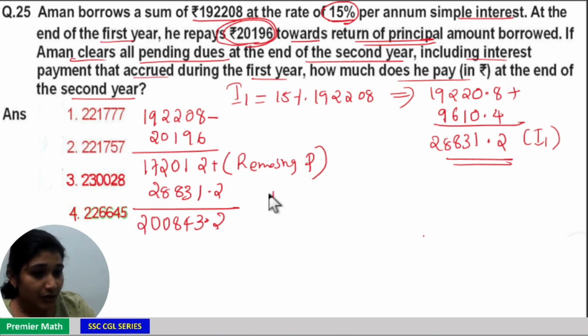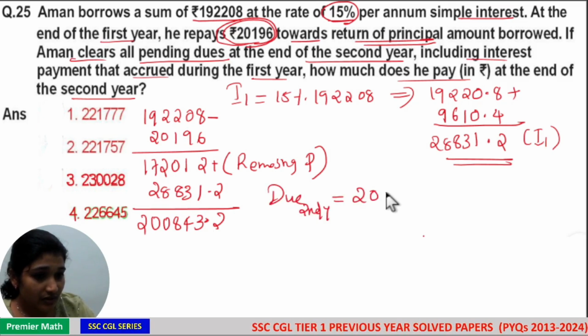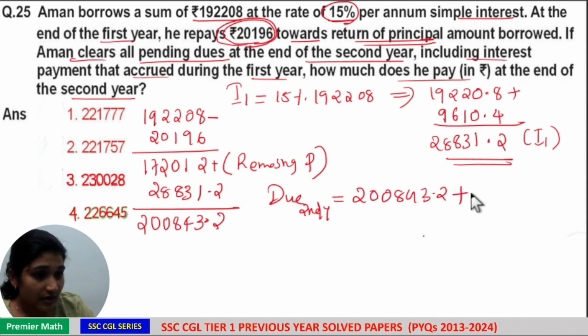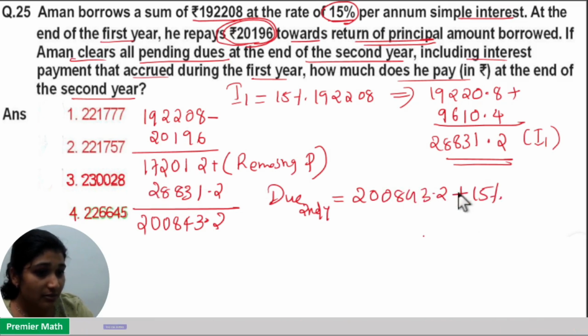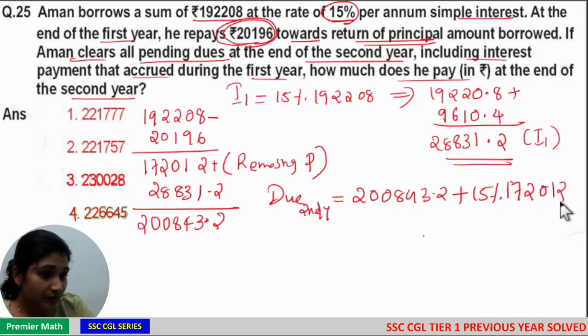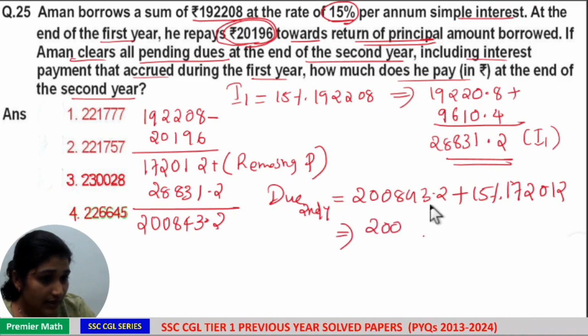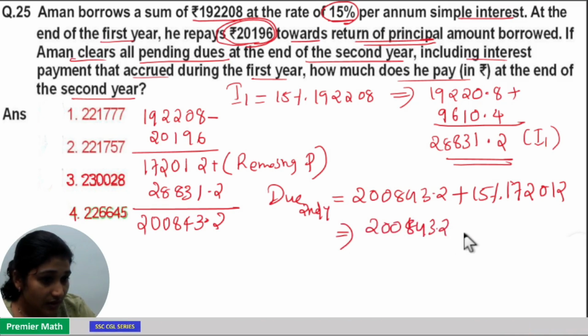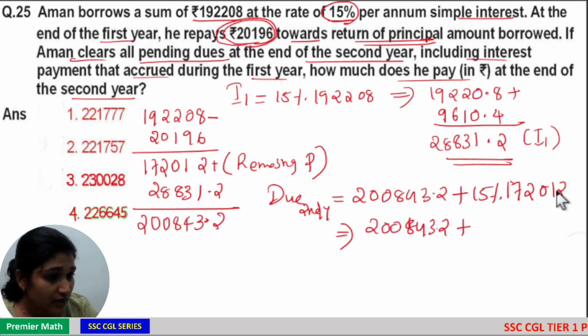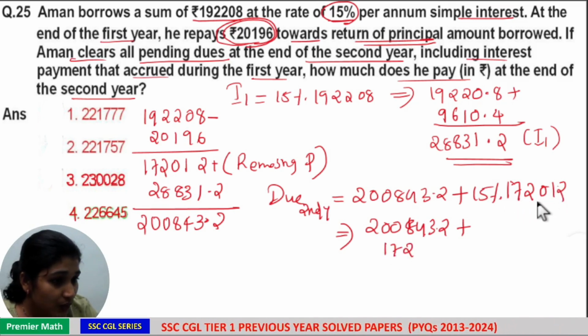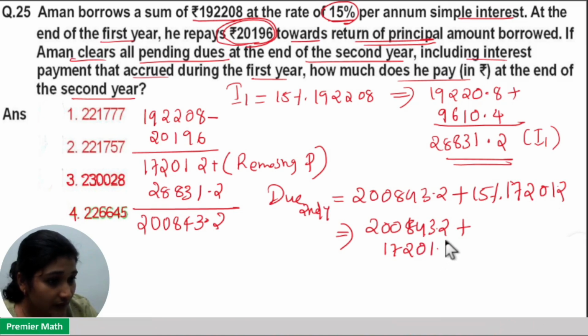Now, the due at the end of second year is equal to this amount after first year plus 15% of the remaining principal. Remaining principal is equal to 1,72,012. What we have to find is the sum of this amount after first year plus 15% of this one. 15% of remaining principal means 10% of remaining principal is equal to 17,201.2. Then 5% is equal to half of 10%.